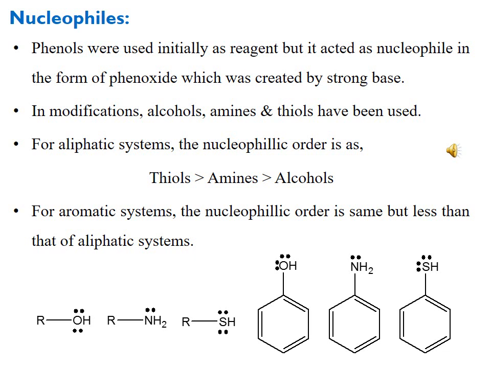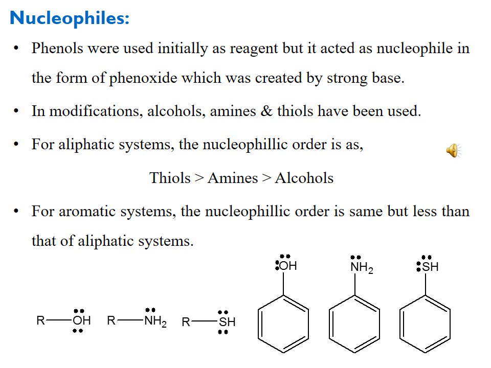In case of aromatic system, the nucleophilicity decreases up to some extent as compared to aliphatic system. This is because of the resonance in which the lone pairs are involved in resonance towards the benzene ring. So the nucleophilic character is a little bit low as compared to that of aliphatic system. But in aromatic system, if you compare the nucleophilicity of all of these three, the order will be the same.